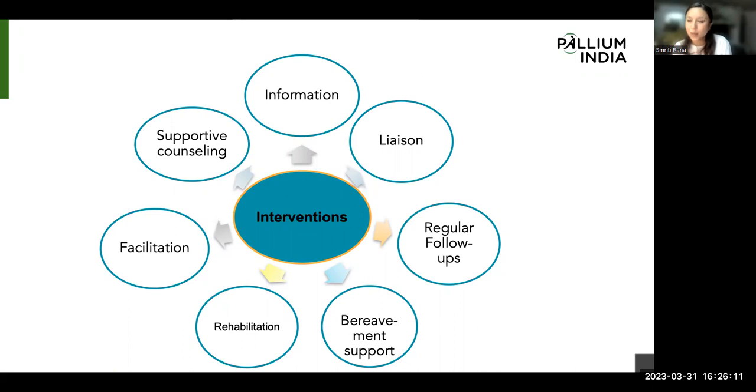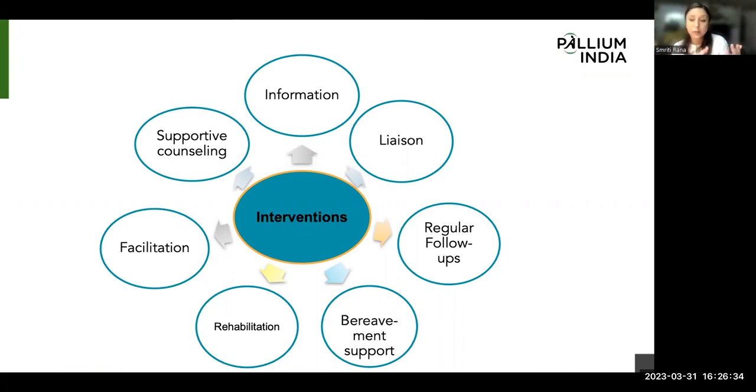And there's this beautiful quote by Ram Dass. It says, we're all just walking each other home. And that is something that all of us at Pallium have talked about quite a bit. So walking with somebody requires regular follow-ups. Bereavement support for caregivers after the patient has passed on. We're going to do an entire session on bereavement. It is a really important aspect of palliative care and providing holistic care.